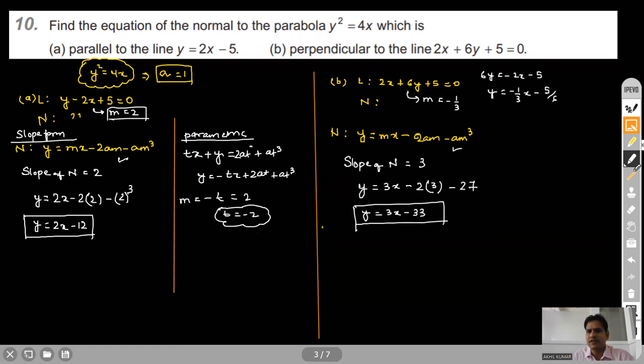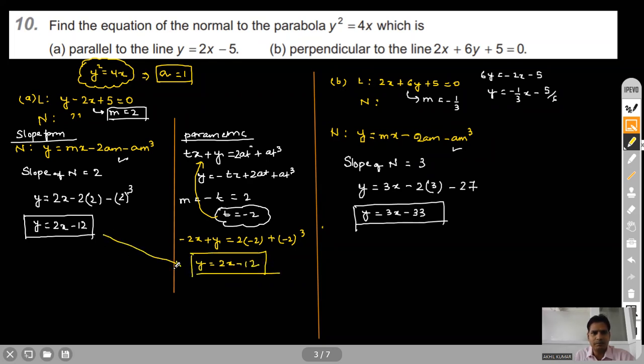So put this value in this equation. We will get minus 2x plus y is equal to 2t, meaning minus 2, and t cube, meaning plus of minus 2 cube. So from here we get y is equal to 2x, and minus 4 and minus 8, which is minus 12. So see, both answers are coming out to be the same.